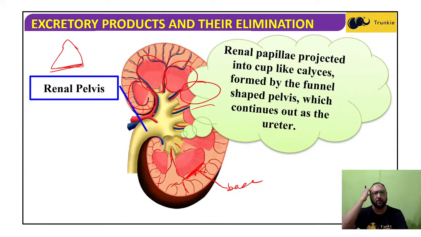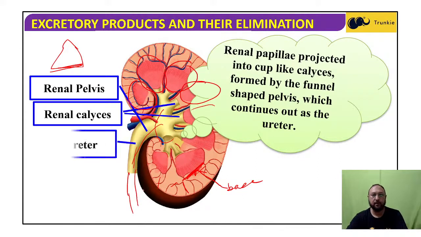So you can see the renal pelvis. This is the funnel-shaped pelvis, and from the renal pelvis the cup-like calyces are projected. That goes to the ureter, then goes to meet the ureter and finally into the urinary bladder. Renal calyces, you can see this one.